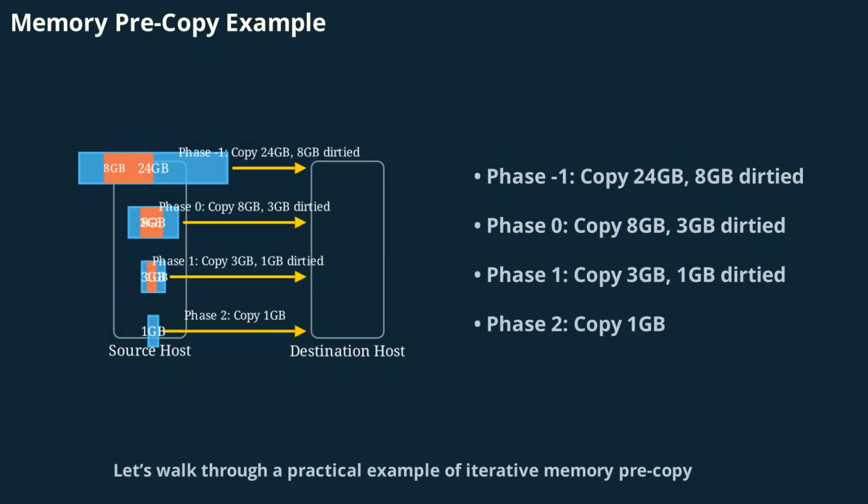Let's walk through a practical example of iterative memory pre-copy. Imagine migrating a VM with 24 GB of memory. In phase -1, the full 24 GB is copied, but 8 GB are dirtied during the process. In phase 0, those 8 GB are recopied, but 3 GB get dirtied again. Phase 1 copies the 3 GB with 1 GB dirtied. Finally, phase 2 copies the last 1 GB. This step-by-step approach ensures that, by the end, all memory pages on the destination host are up to date. The process continues until the remaining dirty pages can be copied in less than 500 milliseconds, ensuring a fast switchover.